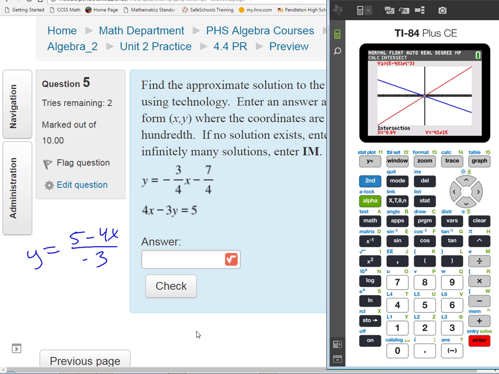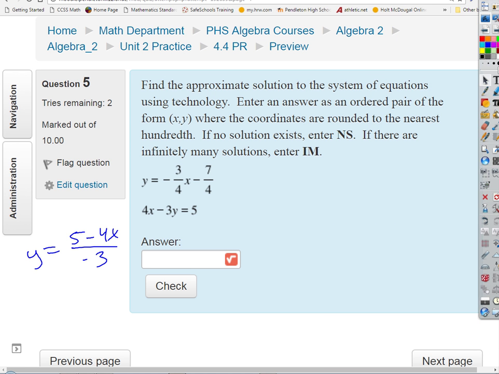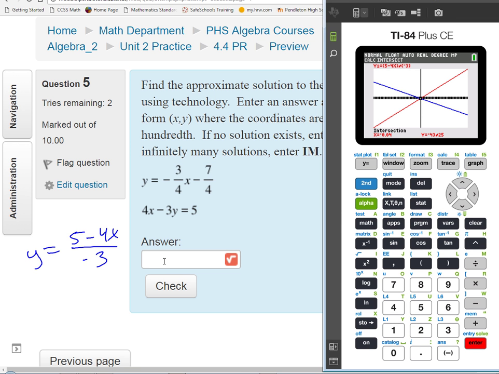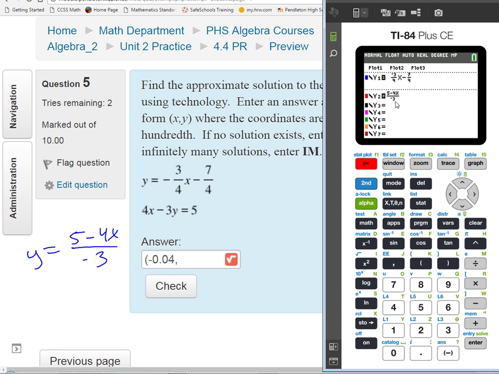The intersection is at, let's see, what are we supposed to do here? Let's look at the directions. Round to the nearest hundredth. Okay, so the ordered pair, the x value, you can see on there is negative 0.04. The y value, it gave it to me as a fraction. And the reason it gave it to me as a fraction, that's a little bit inconvenient. It gave it to me as a fraction because I used the fraction templates, which is why I don't like to use the fraction templates.